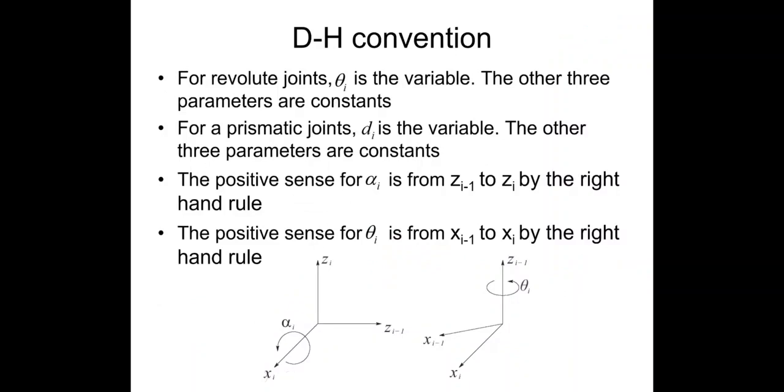So a few things we have to emphasize. The first is that for the revolute joint, theta i is the variable, meaning this is changing. Okay, so we are controlling theta i, for example, using a motor. And the other 3 parameters are constant because they are determined by the robotic geometry.